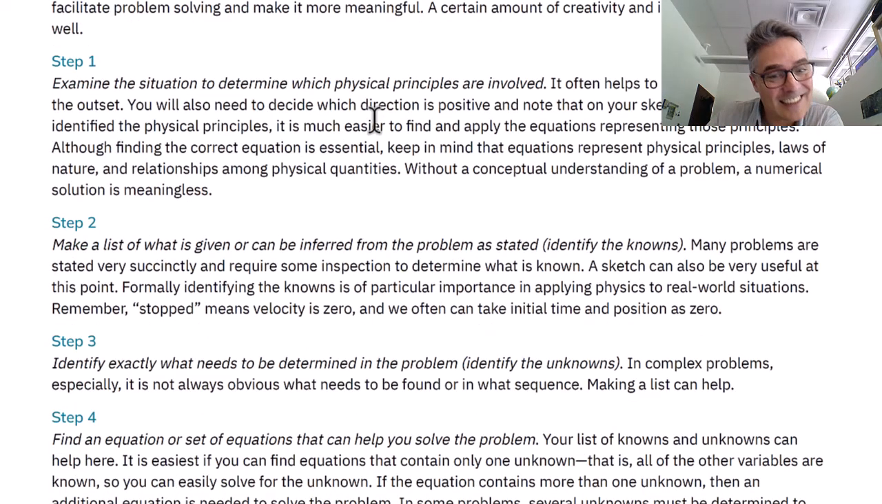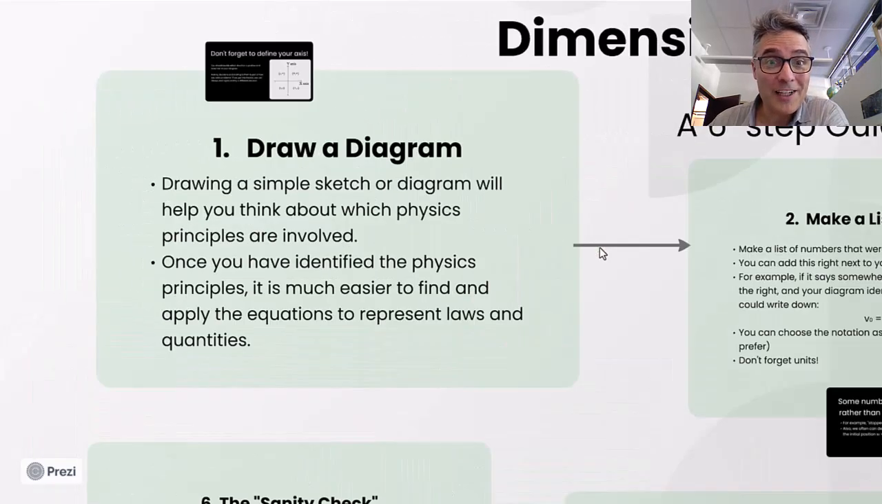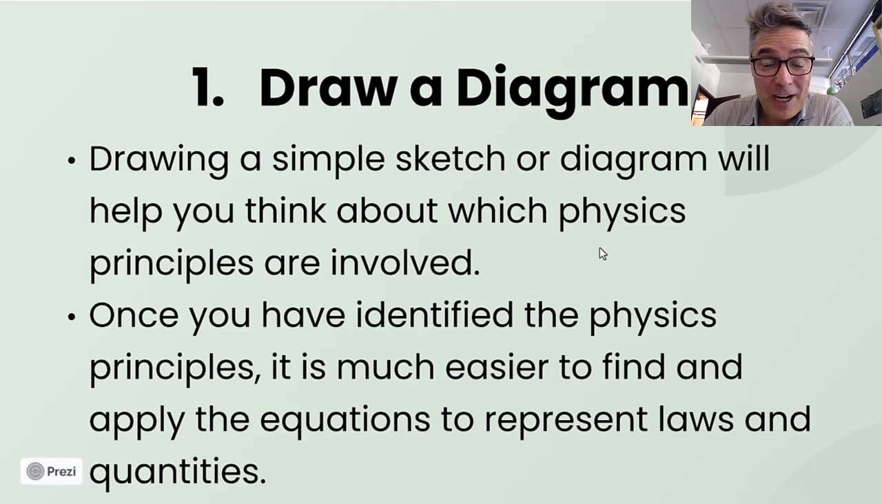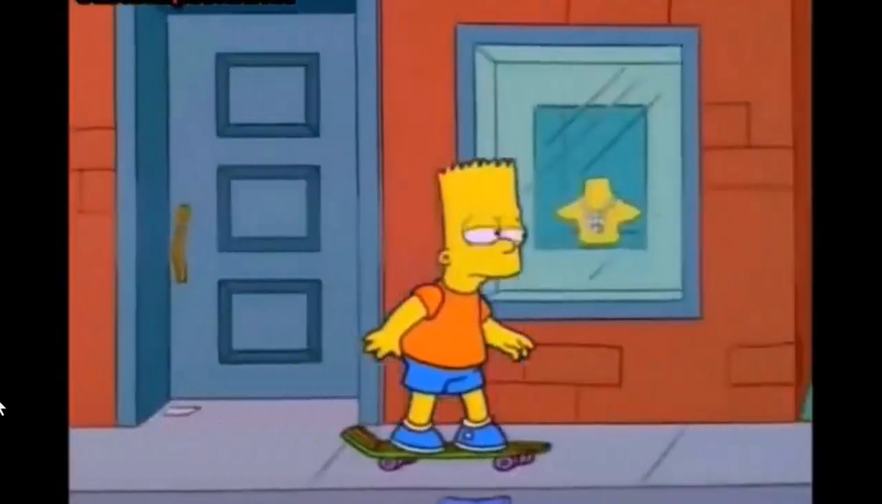So I've taken these 6 steps and put them in a Prezi presentation. So here's College Physics' problem-solving basics for one-dimensional kinematics. It's 6 steps, which we'll start with. Step number 1 is draw a diagram. Draw a diagram, draw a diagram. I'm sorry to repeat myself, but it'll help you remember.